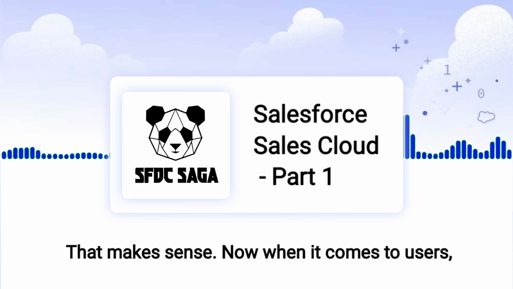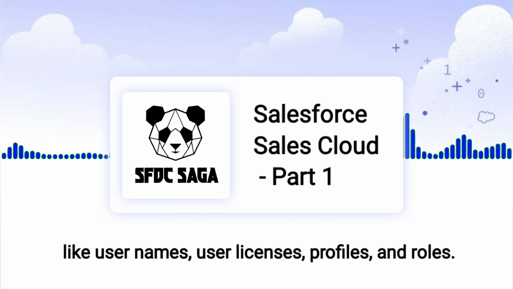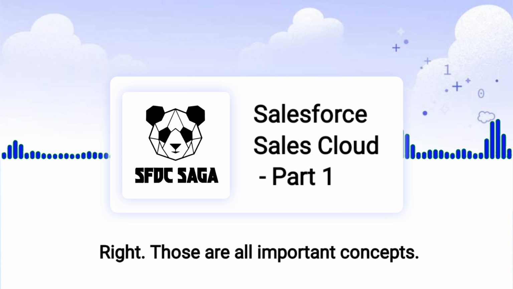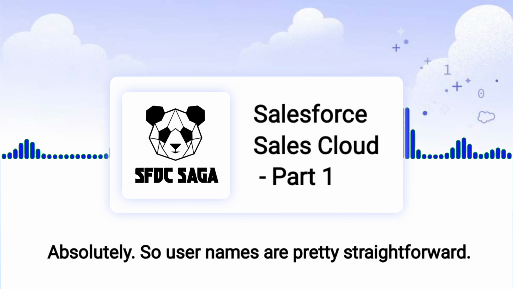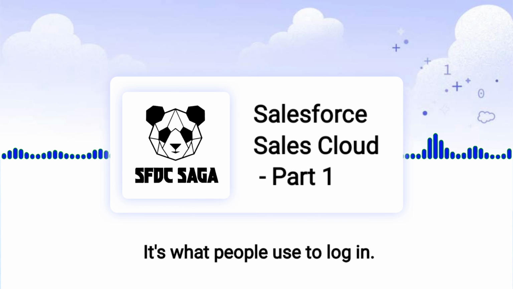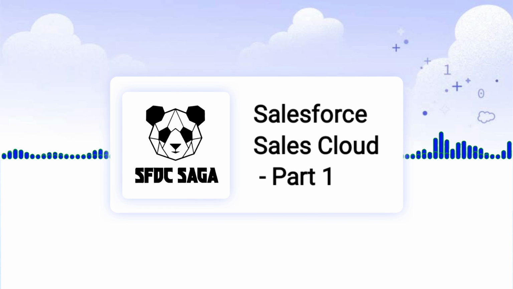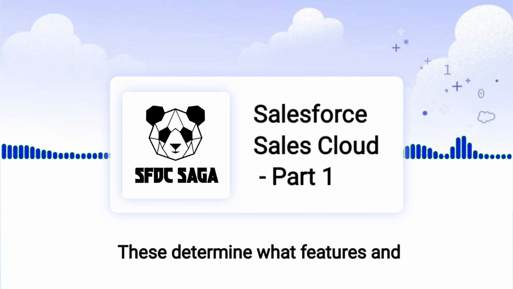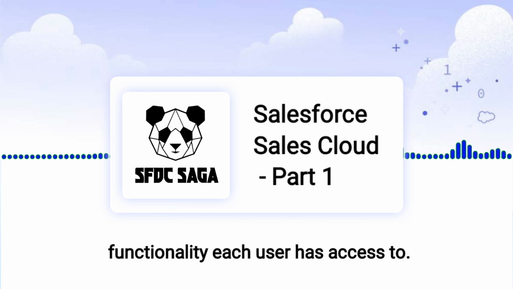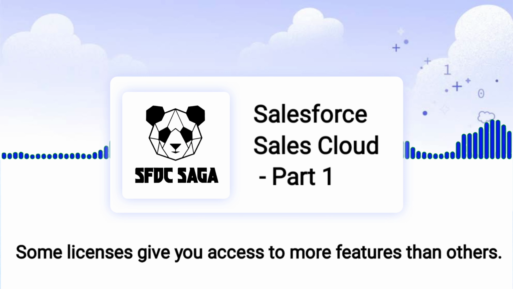That makes sense. Now, when it comes to users, the guide throws around a bunch of other terms like usernames, user licenses, profiles, and roles. Right. Those are all important concepts. Can we break those down as well just to make sure we're on the same page? Absolutely. So usernames are pretty straightforward. It's what people use to log in. Okay, so each user needs their own unique username. Exactly. Then we have user licenses. These determine what features and functionality each user has access to. So it's like different levels of membership. Right. Some licenses give you access to more features than others.